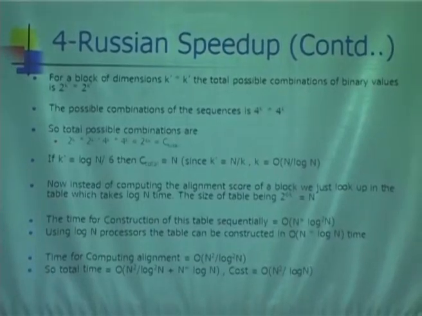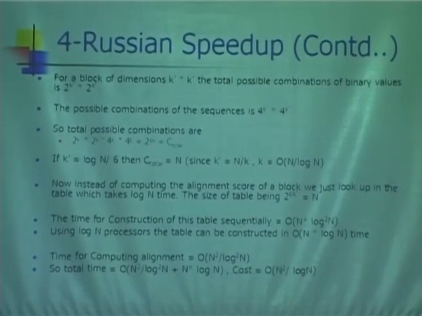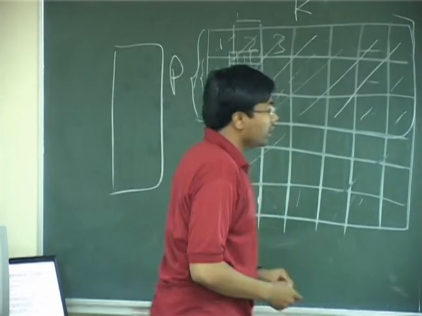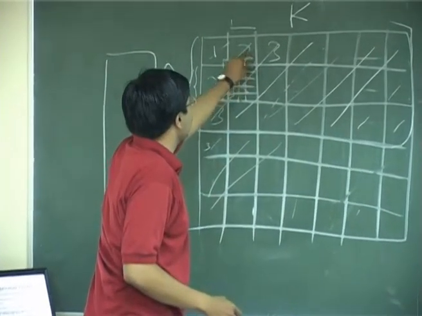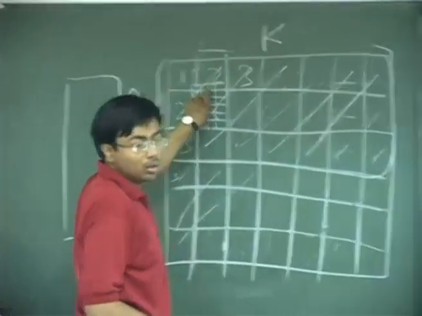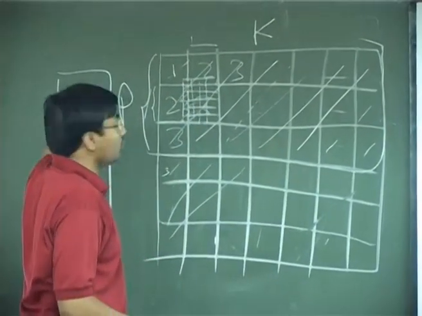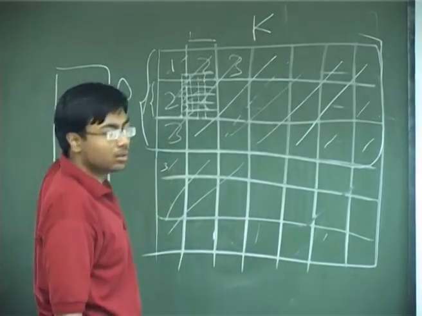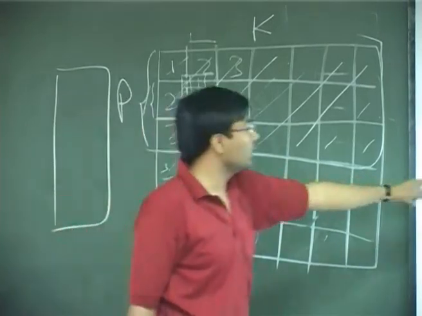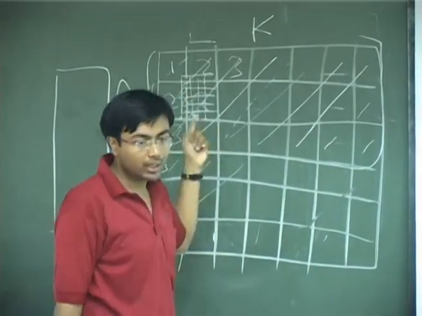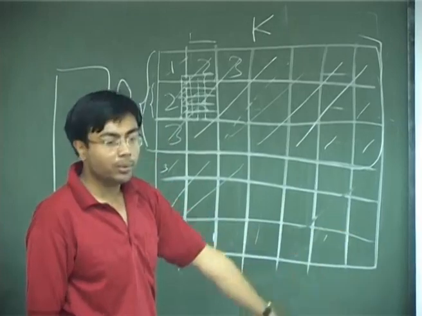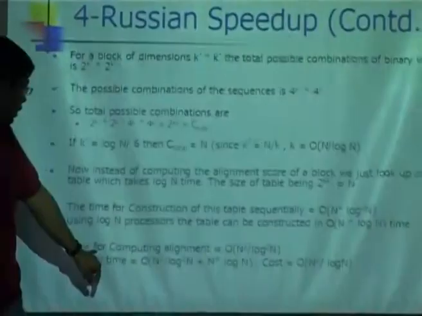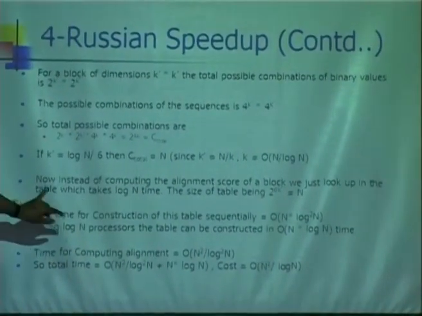So we pre-compute all these possible blocks and make a table of size n, because this is linear. Now when we calculate the values of this block, we just have to look up in this table because we have pre-computed it, and this lookup takes only log n time. In the previous case, it was taking n square by k square time. Now we just have to look up in the table, and the time for computing this table is n square by log square.